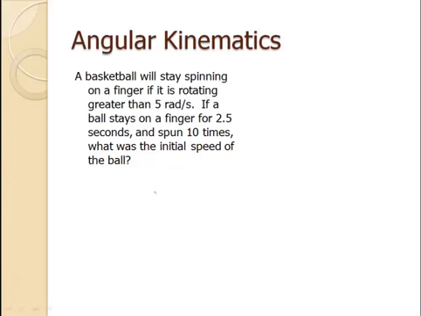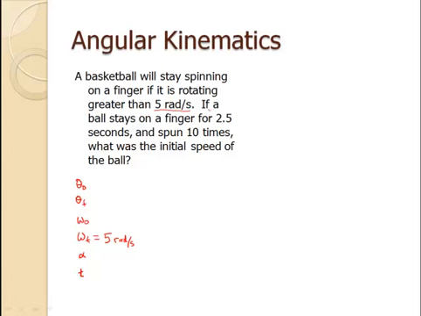So let's make a summary of what we know and what we don't know. First of all, we know that the ball will spin until it reaches a speed of 5 radians per second. So if it starts at like 20, 15, 10, and then once it gets down to 5 radians per second, it's too unstable to spin anymore. And so that would be its final velocity.